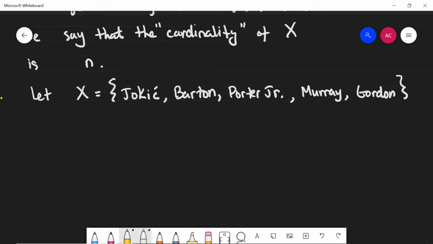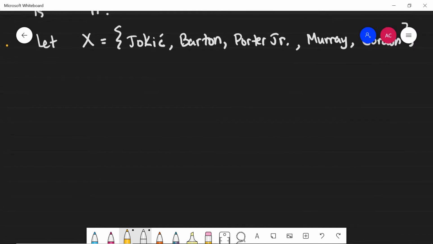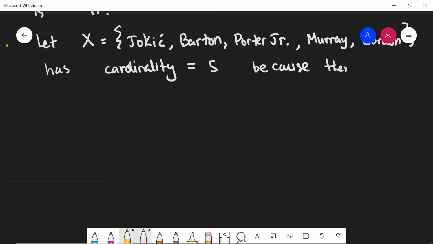We have 5 starters. We have the center, shooting guard, small forward, power forward, and what am I missing? Point guard. So these are the starters for the Denver Nuggets, and this set has a cardinality of 5. And that is because there is a bijection.